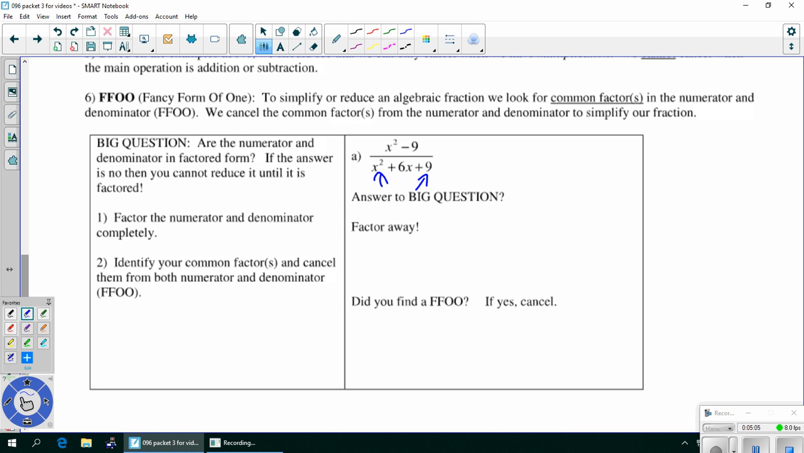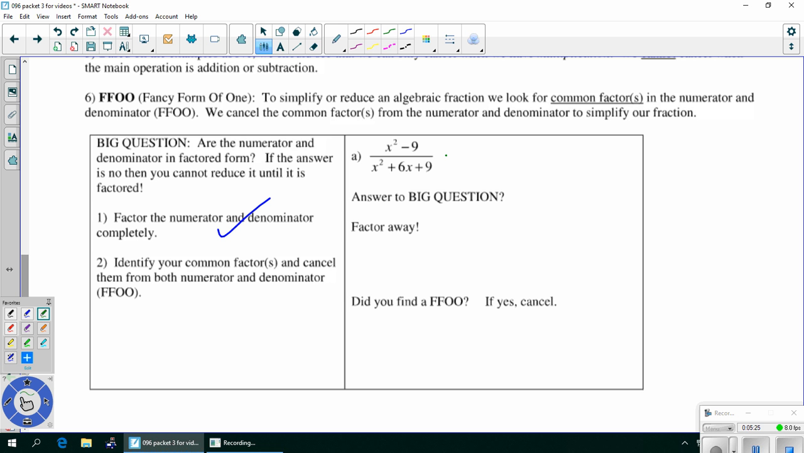Neither is that plus 9. It's sitting next to an addition sign. This 6 times x, I mean, that's multiplication. I guess technically even the x squared is multiplication, right? Fundamentally, it's x times x. But it is still sitting next to a plus sign. And so, no, we can't cancel anything there. What we can do instead is factor numerator and denominator completely.